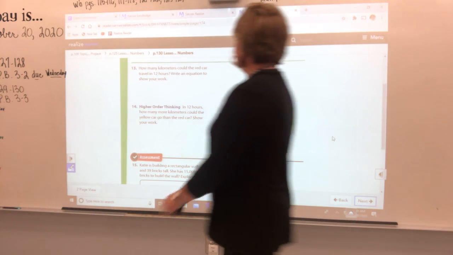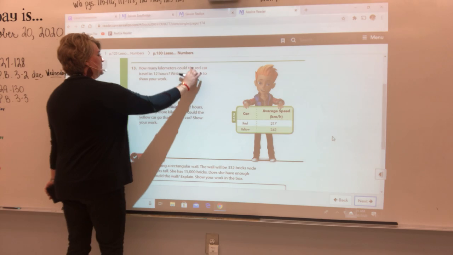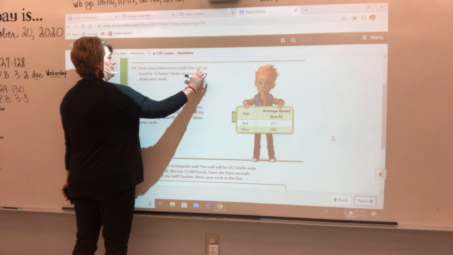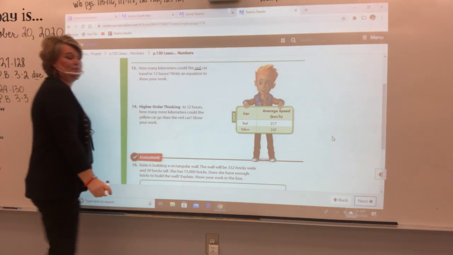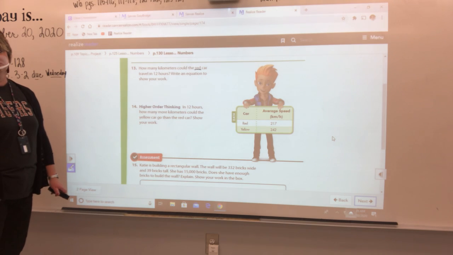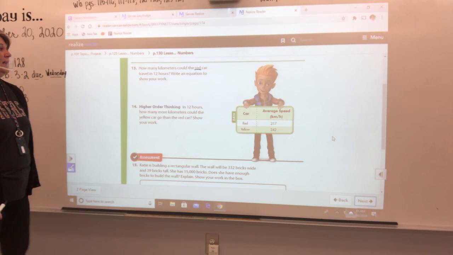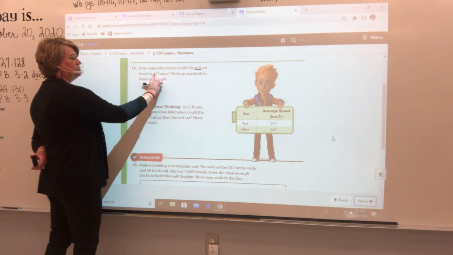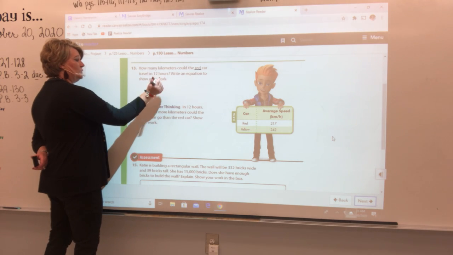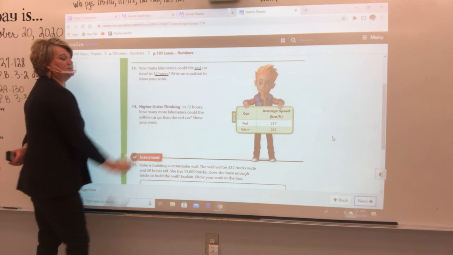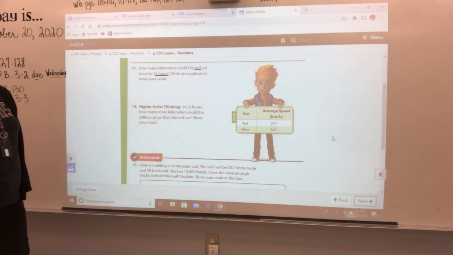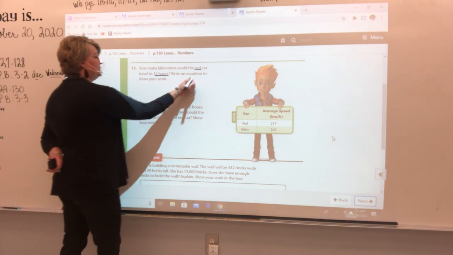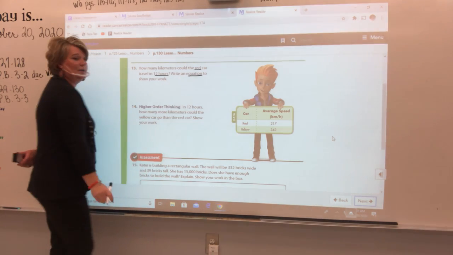How many kilometers could this — important information. What car? The red car. I think we should underline that. I think that's important. How many kilometers could the red car travel in? What does this say right here? 12 hours. I think that's important. That's real important information. And you know what else is important? It says write an equation. That's important as well.